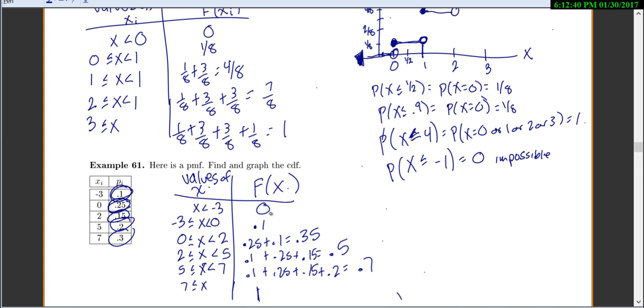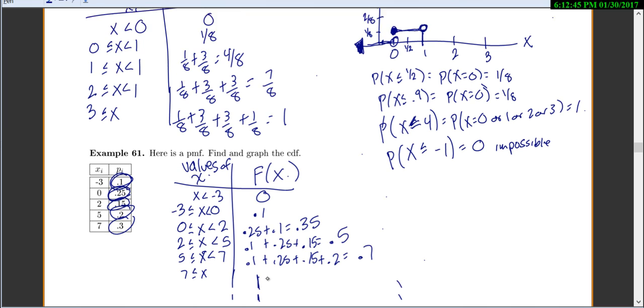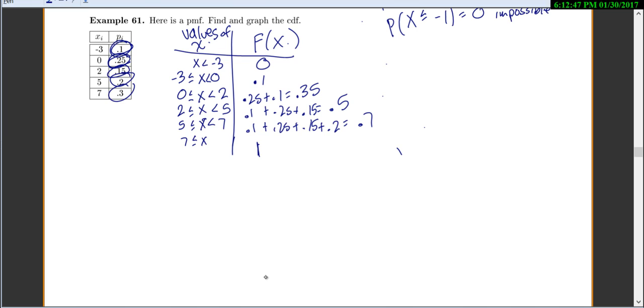So you should always start at 0. You should always end at 1. That's how you know you did it correctly, or at least one part of it correctly.